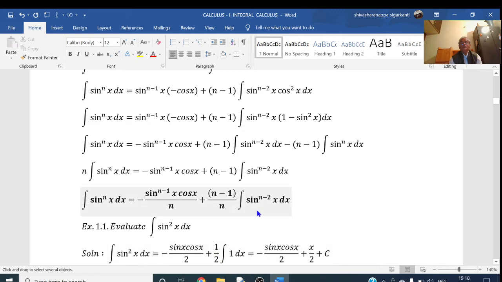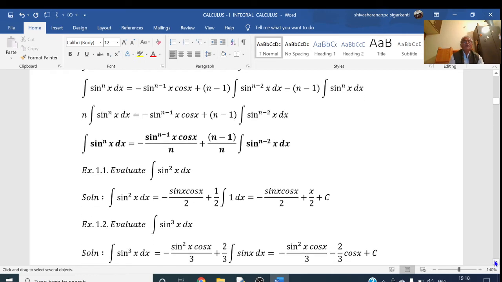with n equal to 2. So that is 1 by 2 into, here I am putting n equal to 2, 2 minus 2 becomes zero, anything to the power of 0 is equal to 1, so this becomes 1 into dx. So that is equal to minus sin x cos x by 2 plus 1 by 2 into the integration of dx, which is x, plus the constant of integration c. So this is the integration of sin square x by using the reduction formula. We have evaluated this by using the reduction formula. Now I will go to another example.